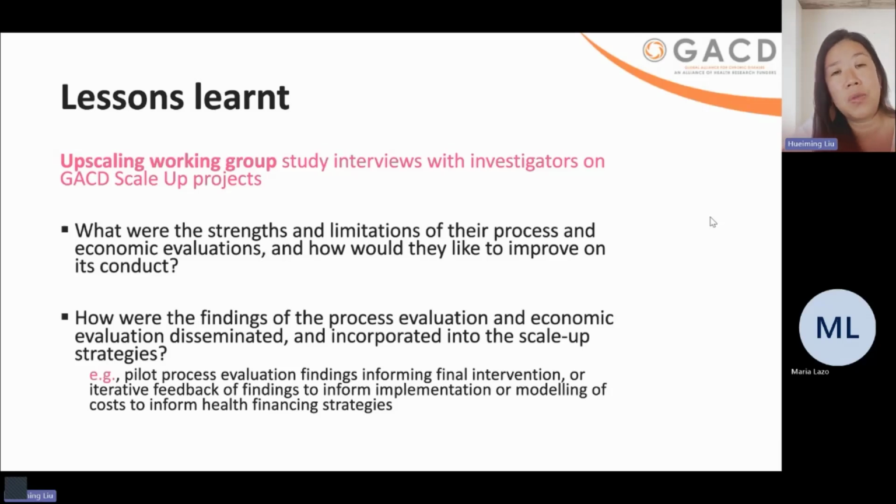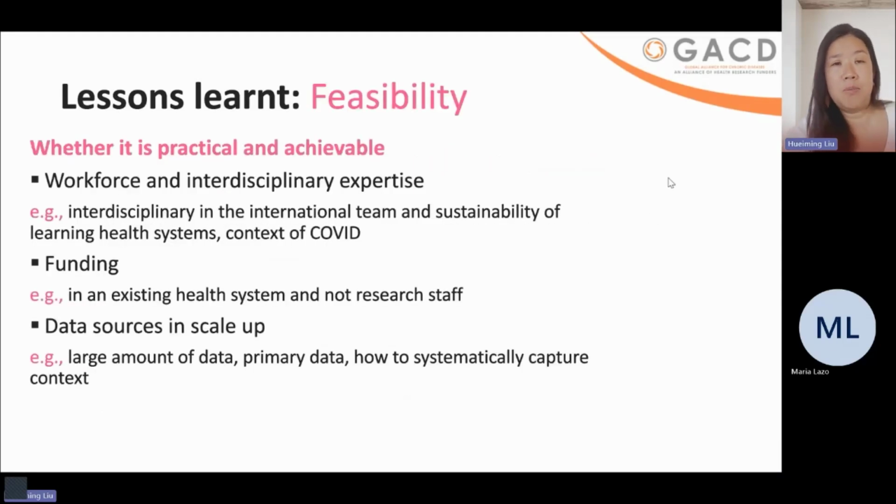I've divided our findings into three key domains of feasibility, acceptability, and utility. So in terms of the first domain, feasibility, whether it's practical and achievable, there were three key findings that came across. One is around workforce and interdisciplinary expertise. Many of the investigators reported how in process evaluations, as Maria has mentioned, there is a need for mixed methods and different disciplines, and that's provided by the different members in the international team.